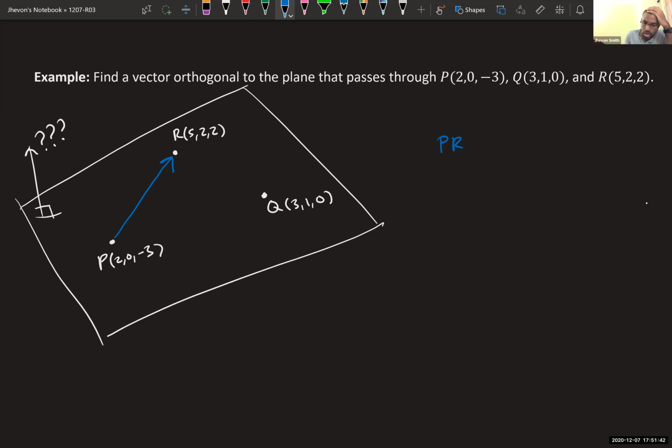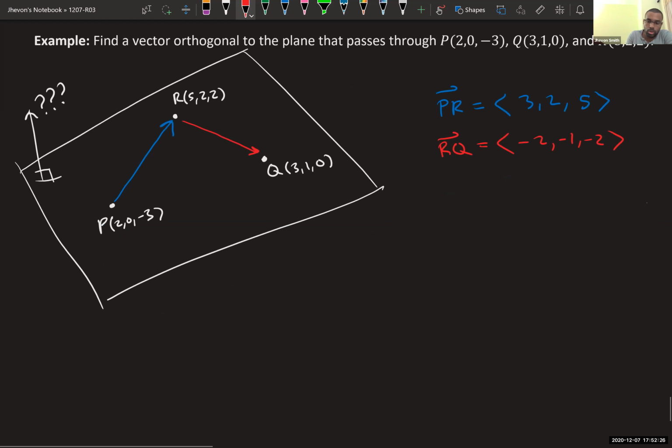Okay, so PR, what is that vector? Wouldn't it be 3, 2, 5? Yes. And then you said R to Q. It actually doesn't matter. You could also take P to Q, take Q to R. It's not going to matter, actually. And then right here, I just wrote RQ. RQ would be what? -2, -1, -2.